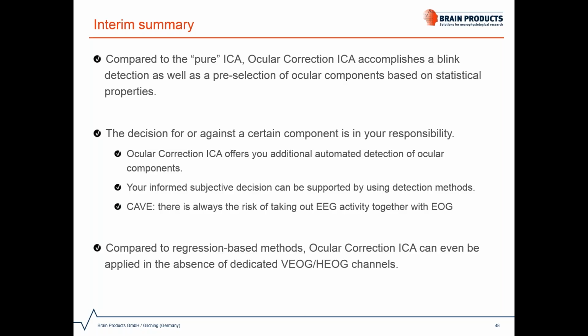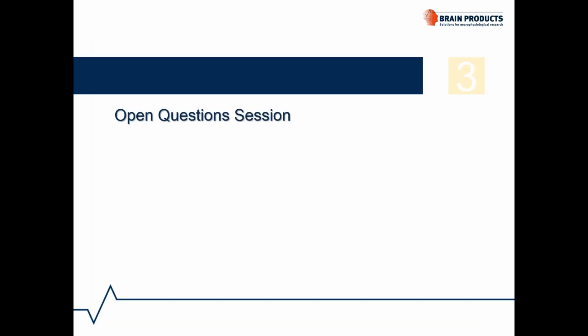Compared to the regression-based method, we would say you can also use Ocular Correction ICA nicely if you do not have the EOG and HEOG electrodes around the eyes. This usually works well with scalp channels and is not so much dependent on these other channels.